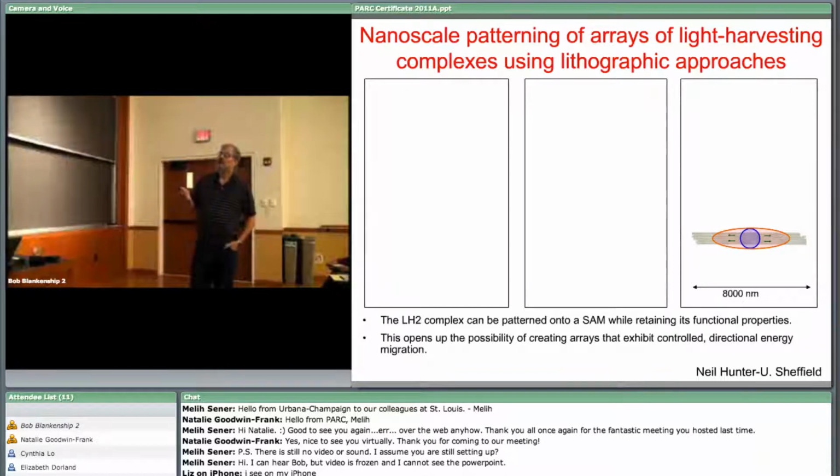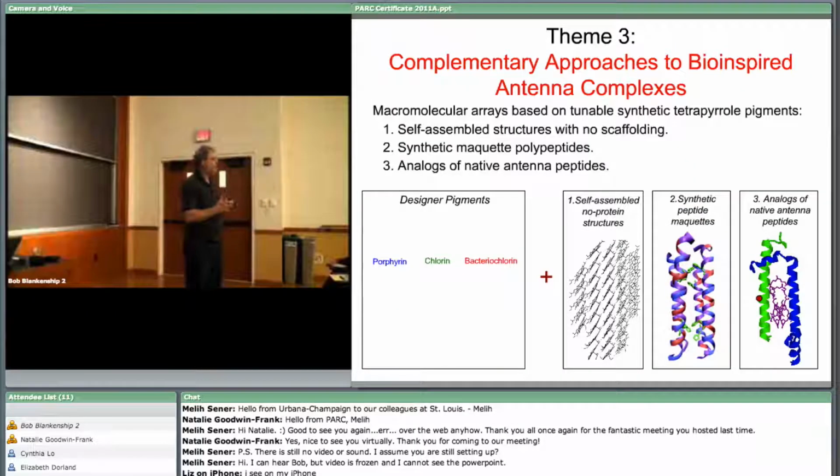These are the completely bio-inspired systems, all synthetic. And what we've got here are a number of designer pigments, and so organic chemists build these complex pigments, and they can control the absorption properties of these and regulate exactly where these things absorb.